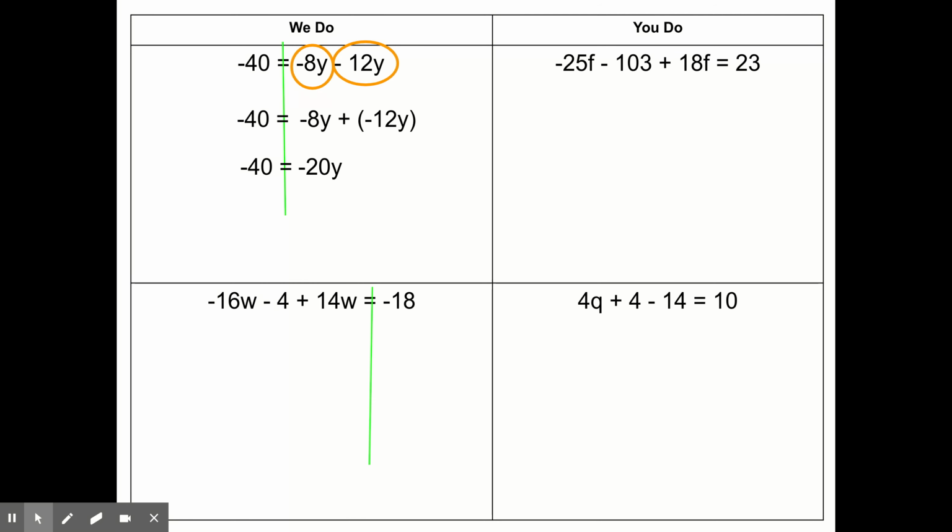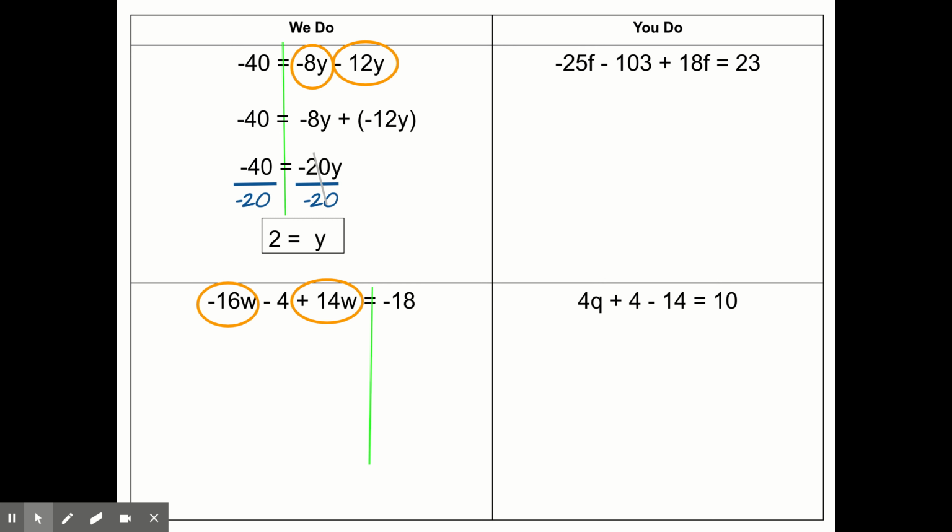Now, to undo multiplying by negative 20, we divide both sides by negative 20. On the left, negative 20 divided by negative 20 just leaves me with 1y. And on the right, negative 40 divided by negative 20 is a positive 2. I'm going to box my answer so my teacher can see it clearly. If you need to pause at any point to slow down or to catch up, go ahead and feel free to do so. All right, moving on to the next one, I'm going to circle my like variables.